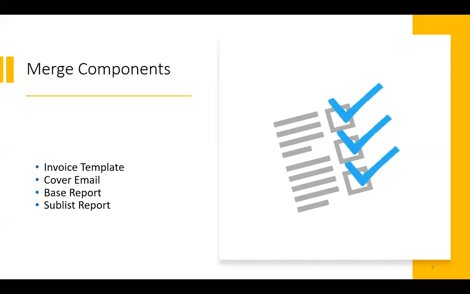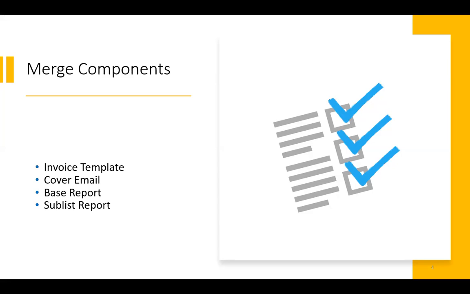Then we're going to need 2 reports to collect the data that we wish to merge. The first report, which we often call the base report or source report, is going to list out the opportunities that need to be invoiced. Then we're going to have a second report that will list out the product line items that need to show up on the invoice. When we create the merge, we're going to link those 2 reports together so that each invoice represents a single opportunity with a list of product line items on it.